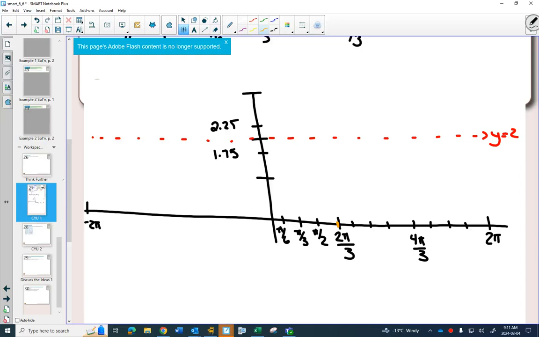Same thing on this side, I'm going to have to figure out where negative 2 pi over 3 is, and negative 4 pi over 3, and divide each of these into 4 equal sections, again with that. I'm putting orange dots on there because that length between those orange dots is one period at 2 pi over 3.